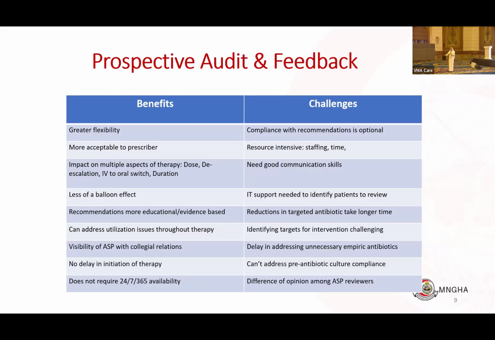Whenever the ICU people or oncology trust you, then they will accept your recommendation. Otherwise, they will tell you, shukran. Because here, it's optional. They may take the recommendation, or they may say, thank you, I will continue. So it's optional here, it's not mandatory. Right? So compliance with the recommendation is optional. IT support, right? We need it.